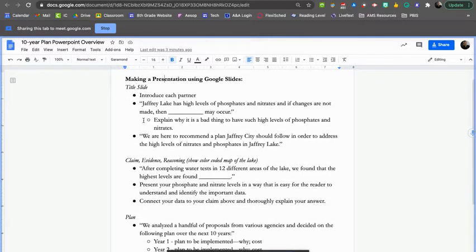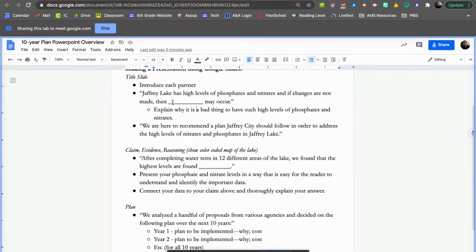When you are making a presentation, you'll have a title slide. These are some things that you'll have on that title slide: introducing each partner, explaining that Jaffrey Lake has high levels of phosphates and nitrates, then what might occur. So what's bad about high levels of phosphates and nitrates? And lastly, introducing the actual project or the presentation itself.